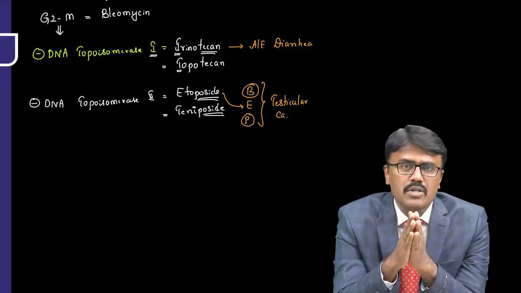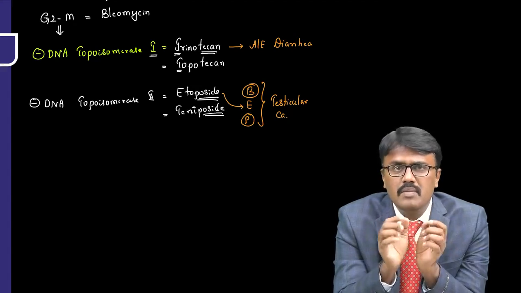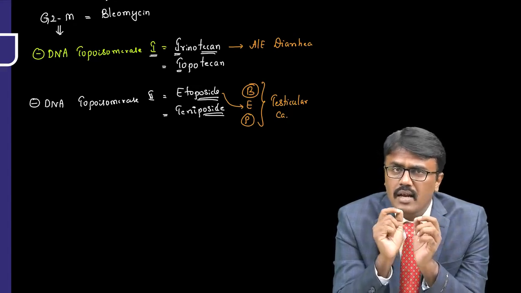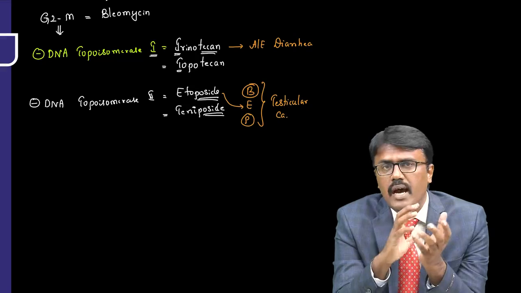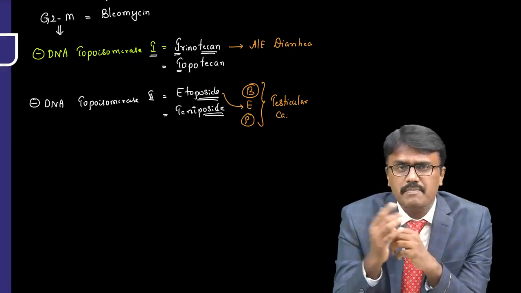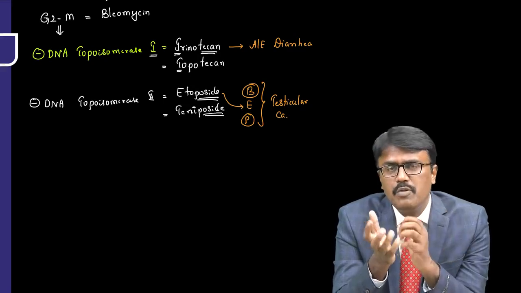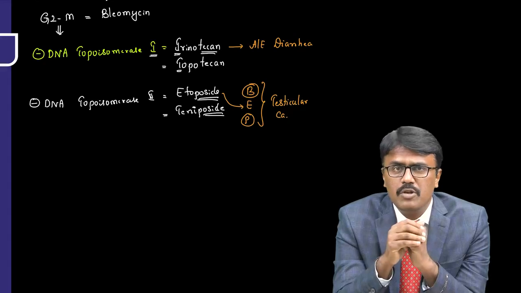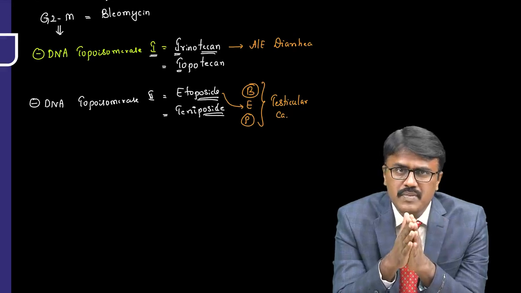Coming to pyrimidine antagonists, we have a drug by the name 5-fluorouracil, which is a prodrug. It inhibits thymidylate synthase, and the effect is enhanced by folinic acid. So in most of the regimens we add folinic acid with 5-fluorouracil. There are drugs called capecitabine as well as tegafur, which can give rise to 5-fluorouracil, and one of the problems with 5-fluorouracil is hand-foot syndrome.